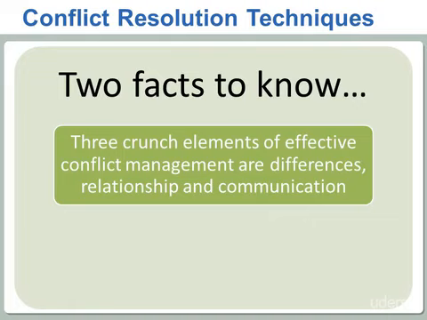First of all, the 3 crucial elements of effective conflict management are the differences. We must understand the differences between the groups in order to begin conflict resolution and to be able to give them what they want. The relationship between the groups is also important, because if the relationship between the groups isn't important, well, then you can start the physical fighting, right? And of course, last but not least, communication is the 3rd crucial element. Without communication, conflict resolution cannot happen.